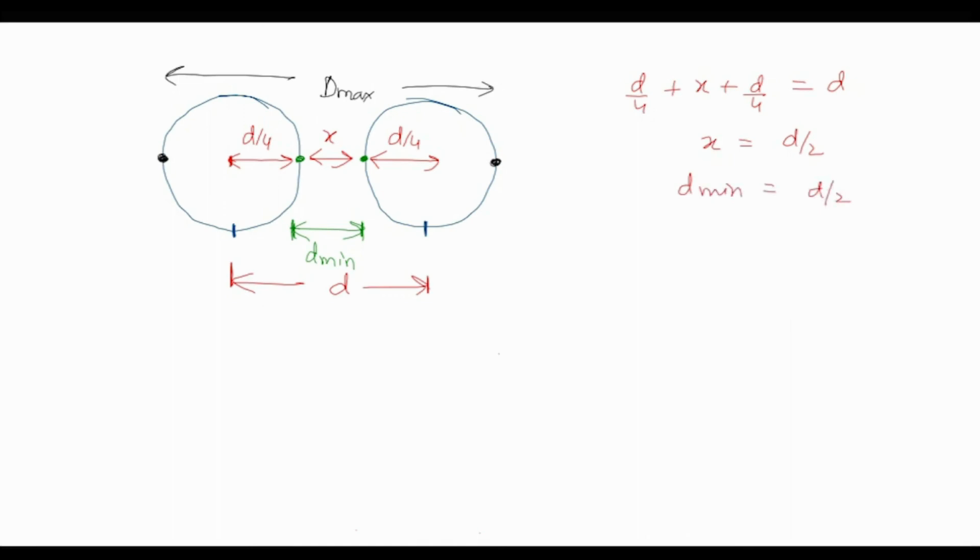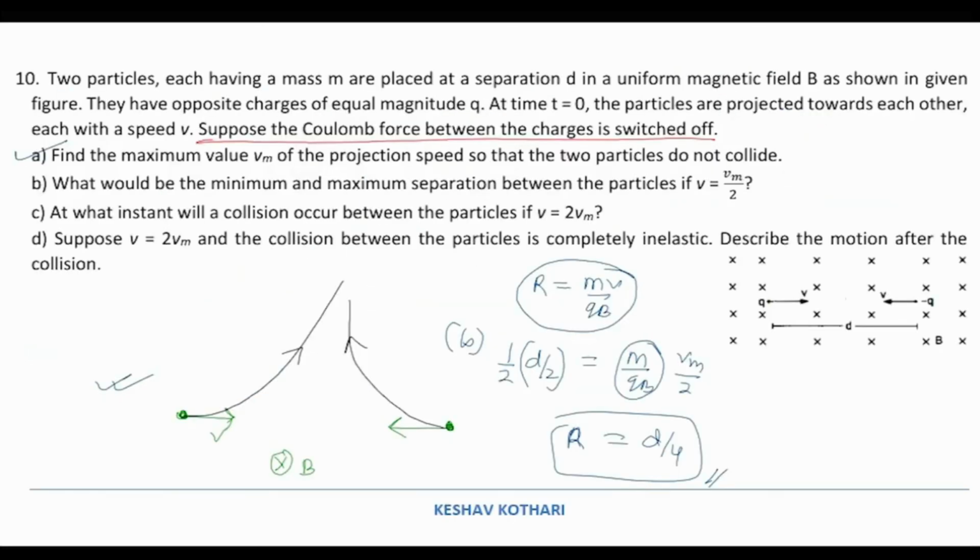And if I calculate the maximum separation, we already know the center to center distance, which is equal to d. We only need to add this parameter, that is d by 4, on both sides. So we get the maximum distance as small d plus twice of d by 4. So from here we obtain the value equal to 3d by 2. So for this problem we have solved the b part as well.